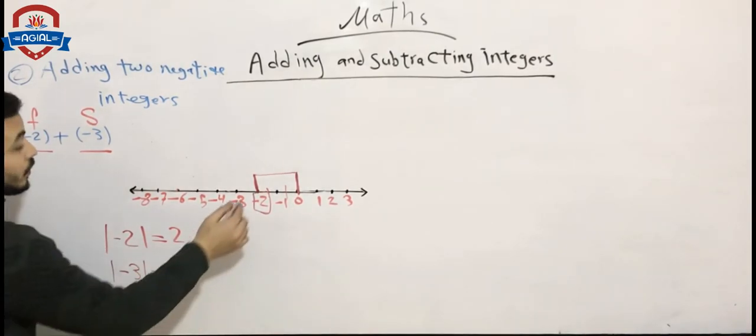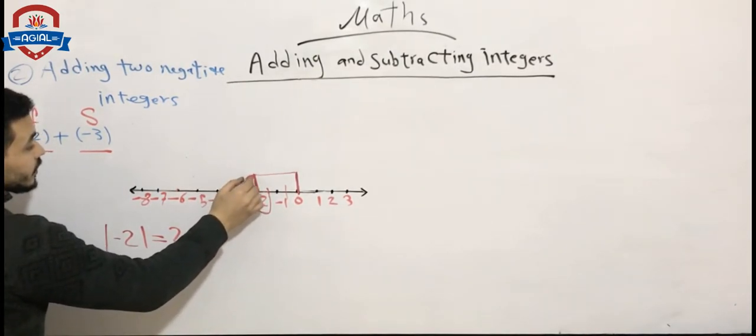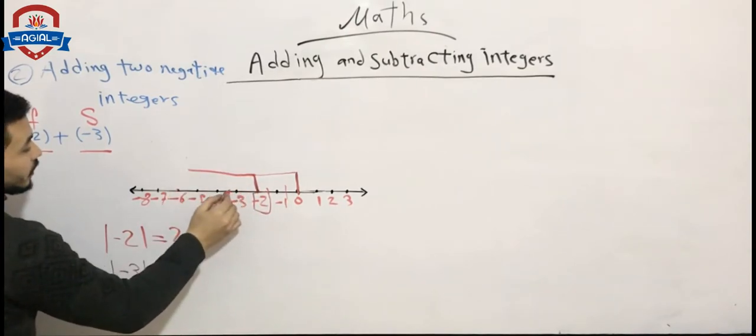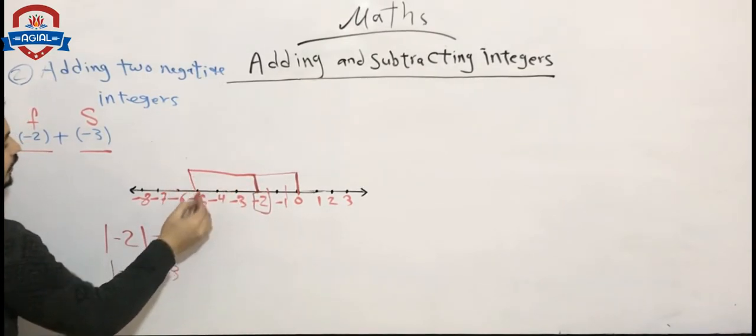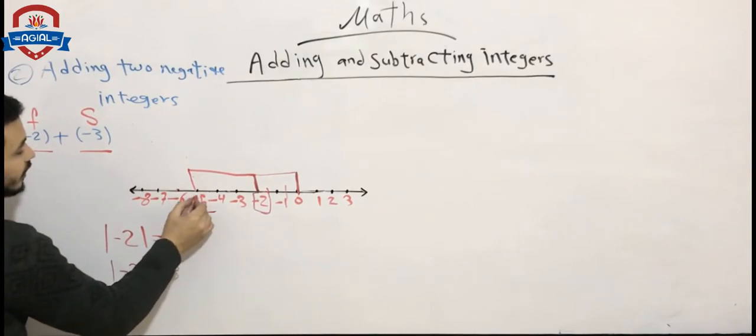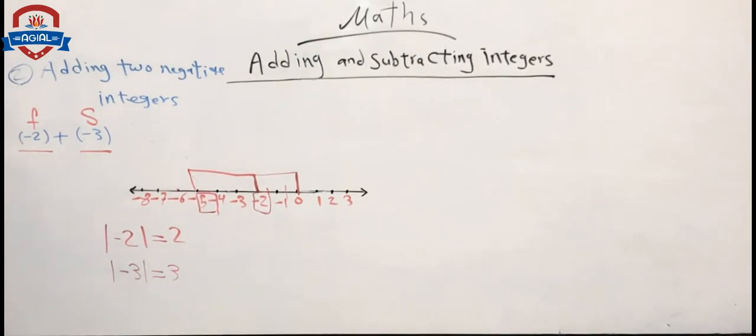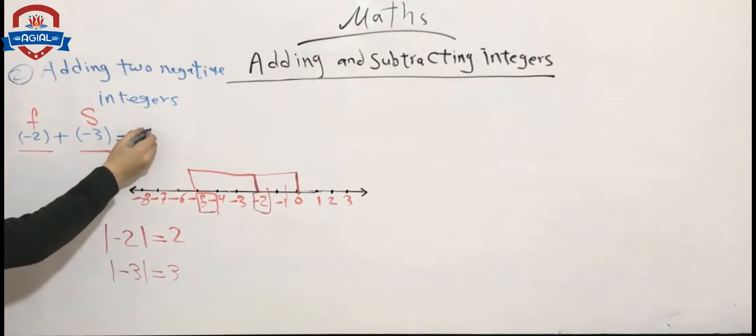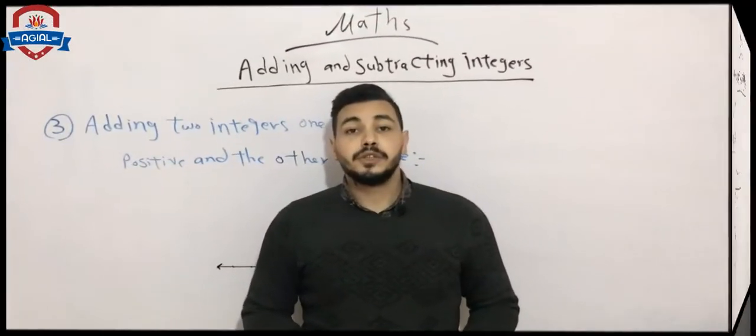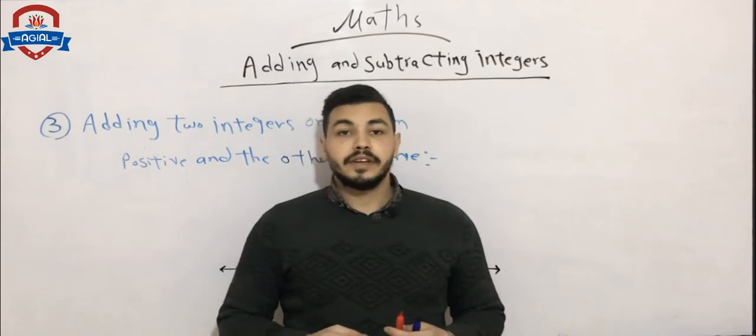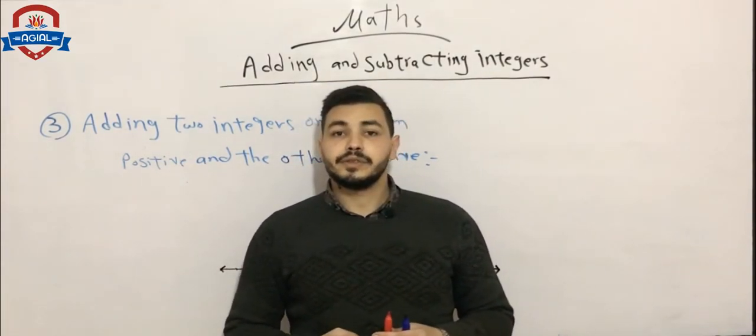So we need to move to the left 3 units. 1, 2, 3 and stop here. Finally, we have negative 5. So, negative 2 plus negative 3 equals negative 5. So now we deduce that adding two negative integers equals a negative integer.